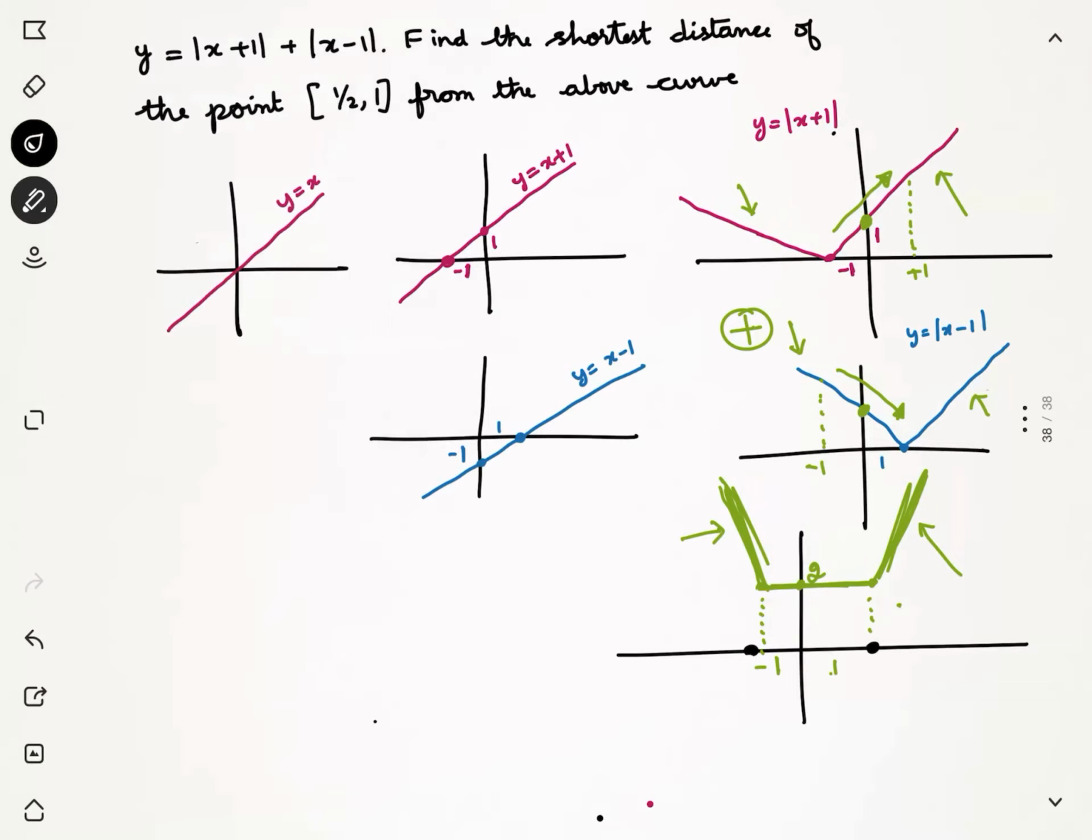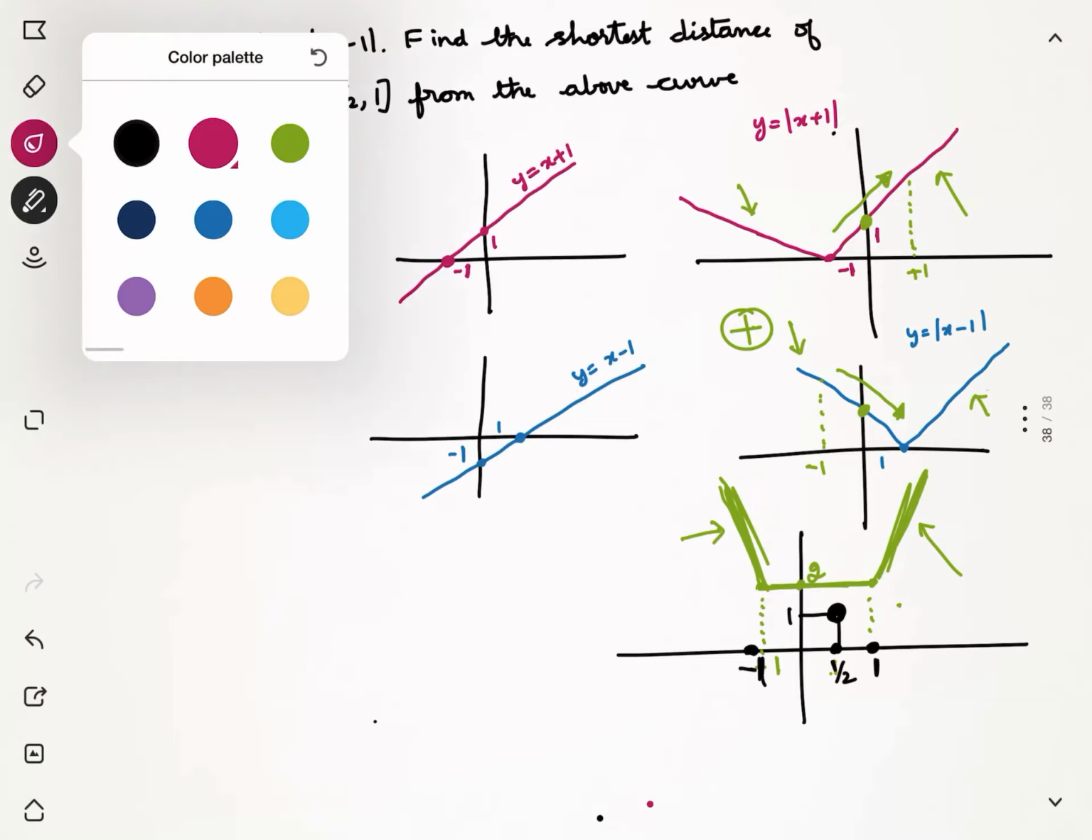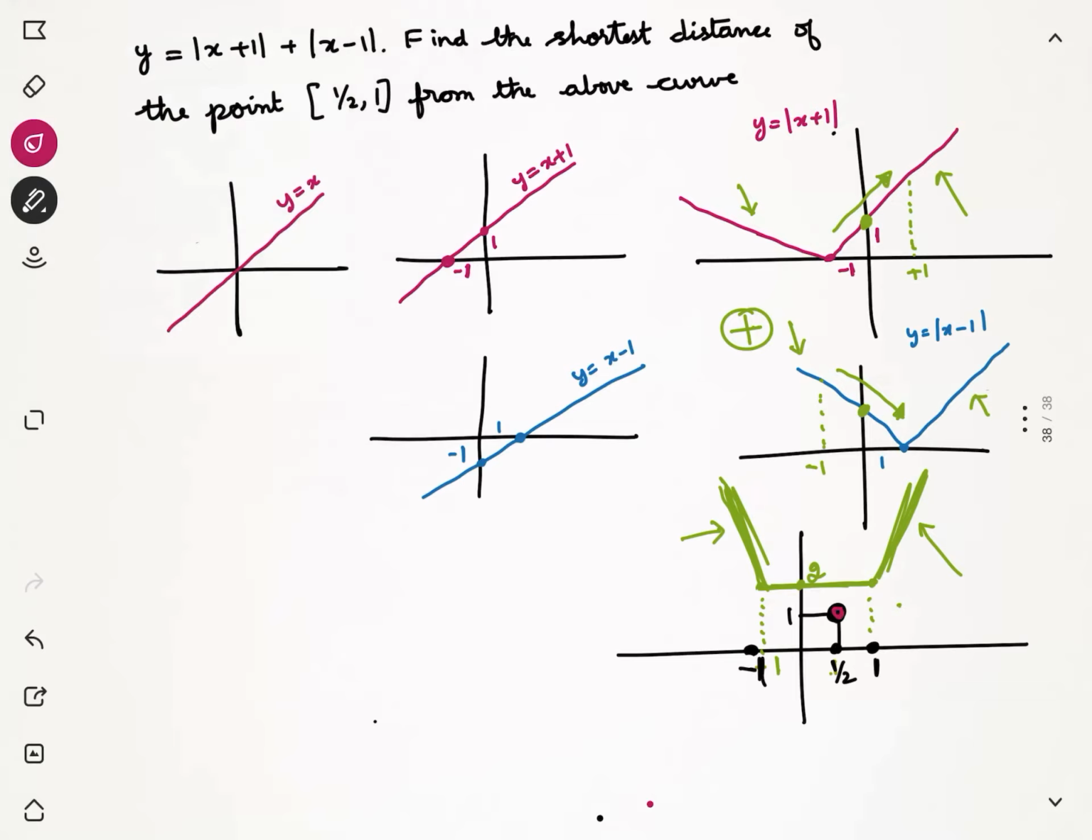Now all I need to do is plot the point (1/2, 1). So this point is 1, this point is minus 1, so the point (1/2, 1) is this point. So this pink color point is the required point. We need to find what is the shortest distance between this pink color point and the green color line, which is nothing but this particular distance.